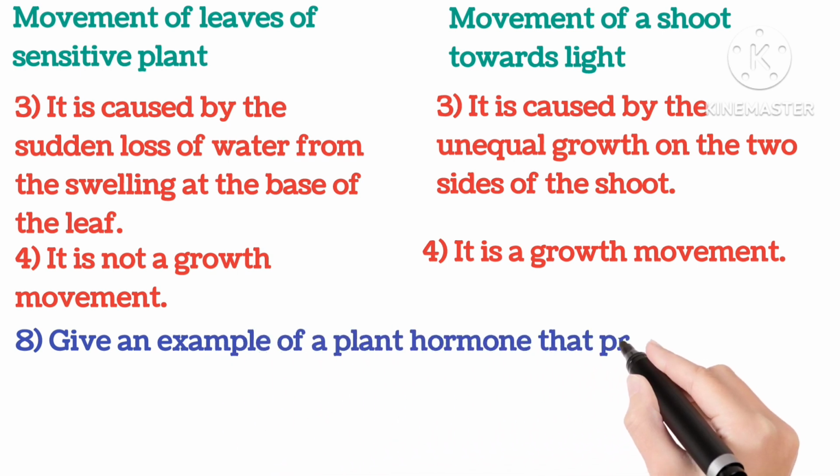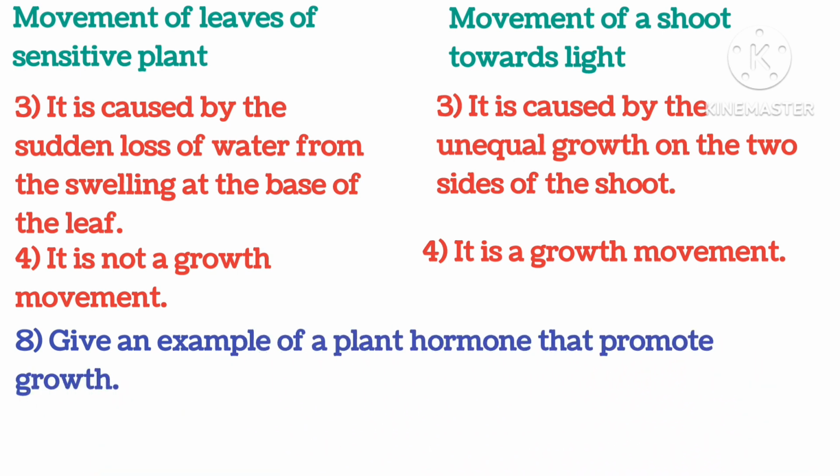Give an example of a plant hormone that promotes growth. Answer is auxin.